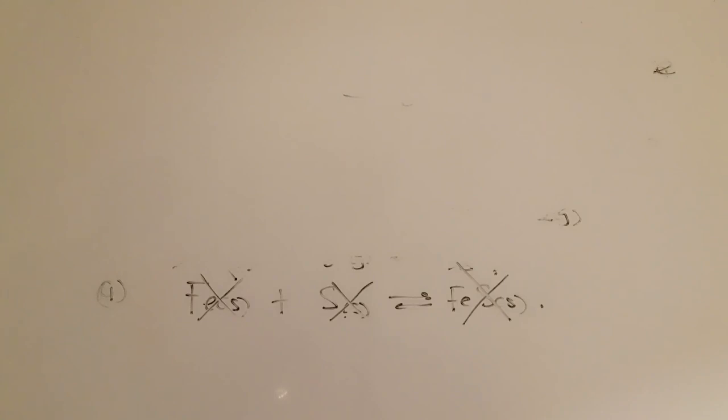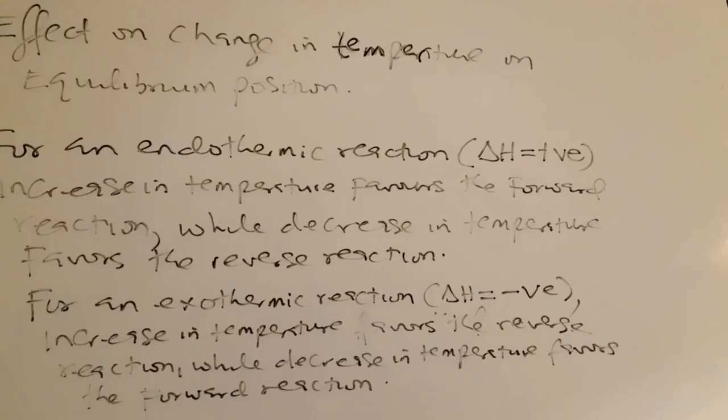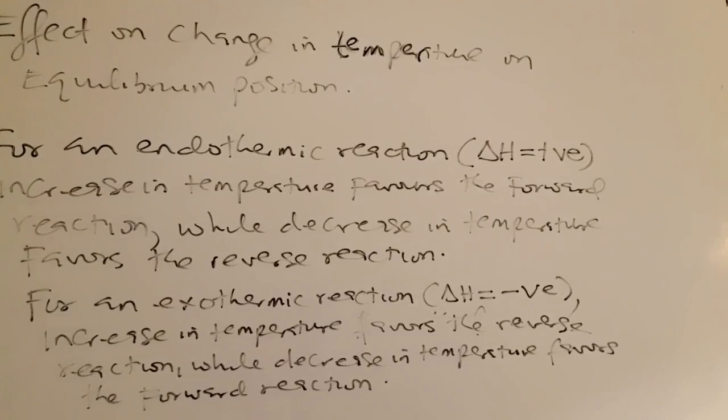So let's look at the effect of change in temperature on the equilibrium position. On the board, we have an endothermic reaction. How do you know an endothermic reaction? You look at the change in enthalpy, delta H must be positive. So an increase in temperature for an endothermic reaction favors the forward reaction. What it means is the equilibrium will shift to the right, giving you more products, while a decrease in temperature favors the reverse reaction for the same endothermic reaction.